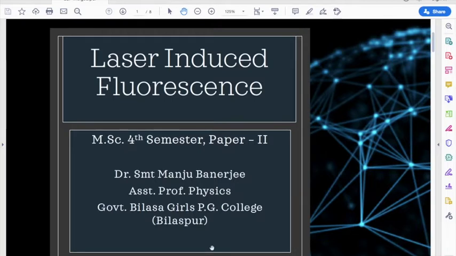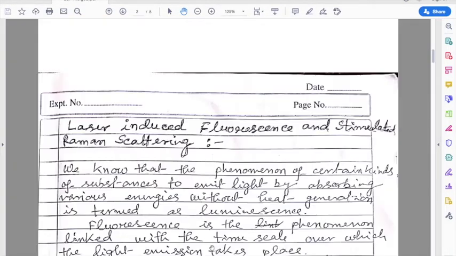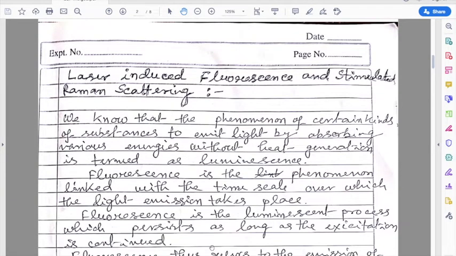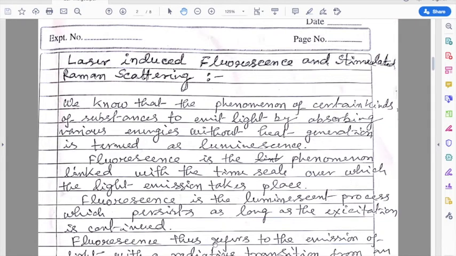Students, today I deliver a lecture on laser-induced fluorescence, which is the topic taken from the laser spectroscopic technique of paper second, that is laser and laser applications of MSc 4th SEM. So let us see laser-induced fluorescence.